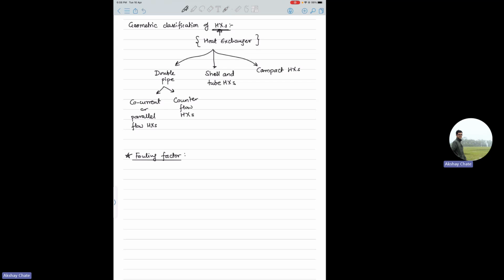In the case of heat exchangers, it comes into play when you determine the overall heat transfer coefficient. Here Ui represents the overall heat transfer coefficient, and Ui means it is calculated based on the inner surface area of the heat exchanger tube or pipe. That changes according to your geometry, or one can define it based on the outer surface area also.